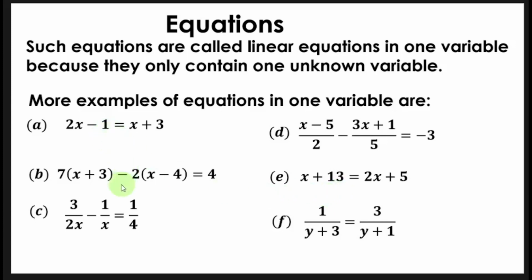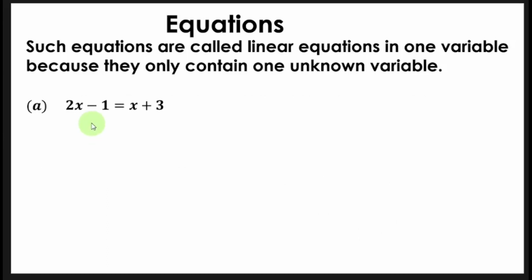So let's solve some of them here so that you see how you should solve these equations when you encounter them in an exam. So let's start with A. So you realize that we have 2x minus 1 equals x plus 3. So we have 2x. This is a term with x. Then on the right side, we have also x here. So these are like terms. 2x and x are like terms.